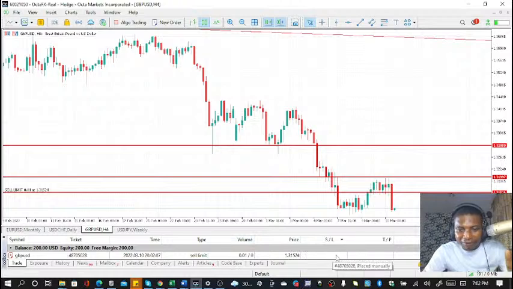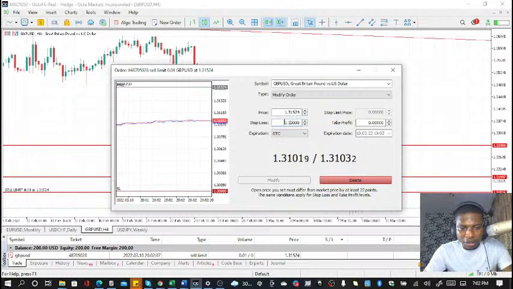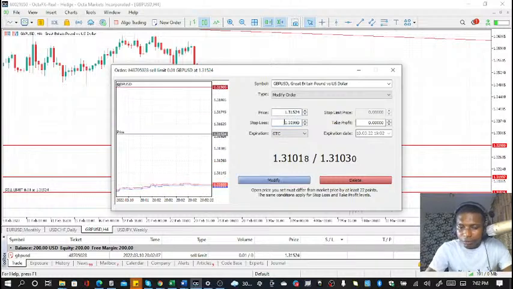So my stop loss, very significant. You must have a stop loss. If you are trading without a stop loss, very dangerous. Very dangerous. All right. So my stop loss is here.